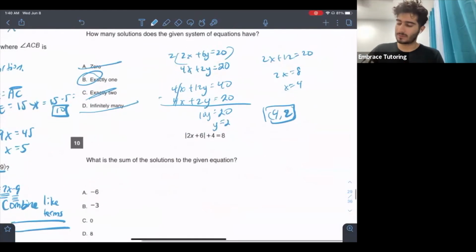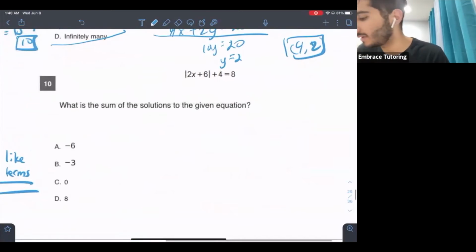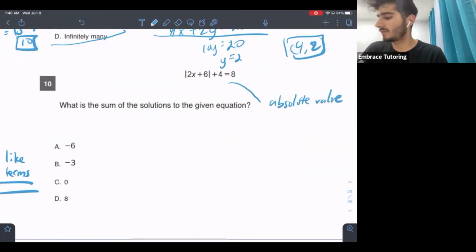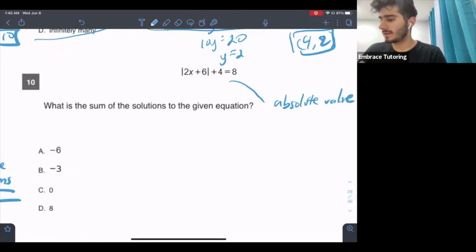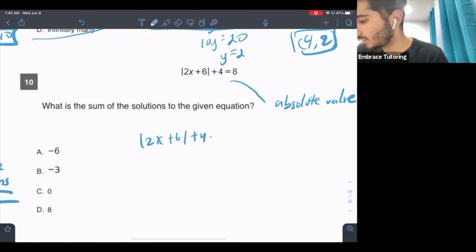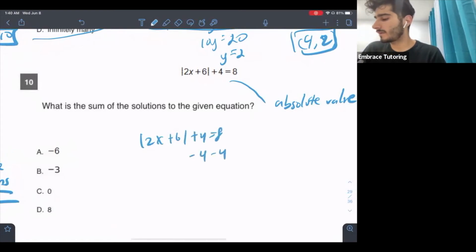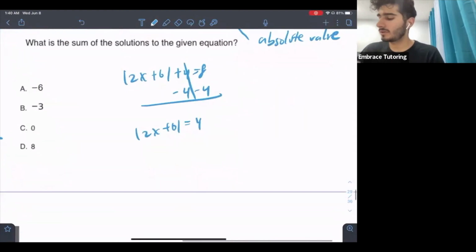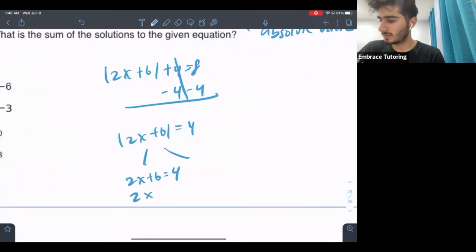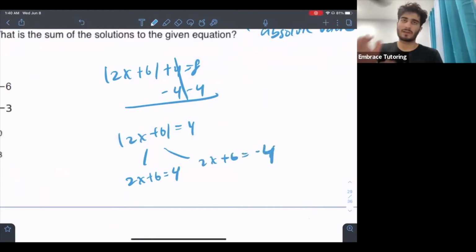Question 10. Next question. What is the sum of the solutions to the given equation? So they give you an absolute value equation, and they ask, what is the sum? There are 2 ways of solving this question. First, you would subtract 4 on both sides to get the absolute value expression by itself. And then you would have to do 2x plus 6 is equal to positive 4, and then 2x plus 6 is equal to negative 4, because the absolute value makes everything positive, so you have to account for the negative 4 as well.